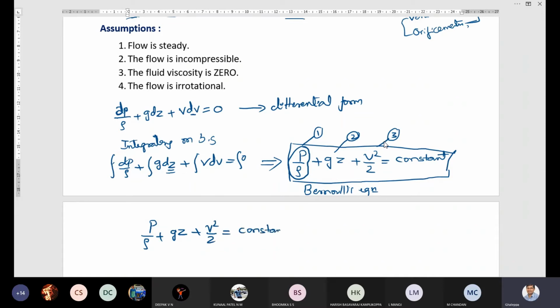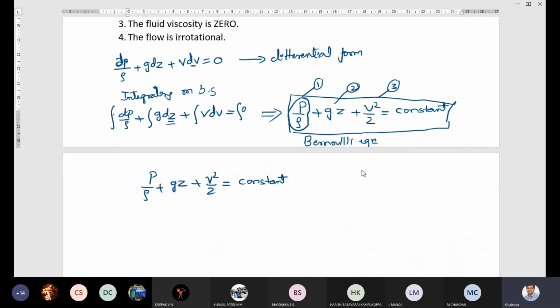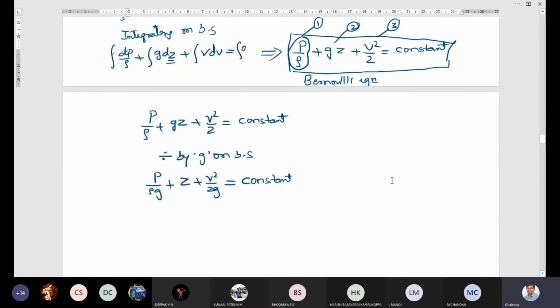I wrote it once again. For simplification purposes, some textbooks divide by g on both sides. The equation remains the same, but for simplification they write it this way: P by rho g plus Z plus V square by 2g is equal to a constant divided by g, again some constant value. It is not 0. Now we will understand the different terms involved in this Bernoulli's equation.